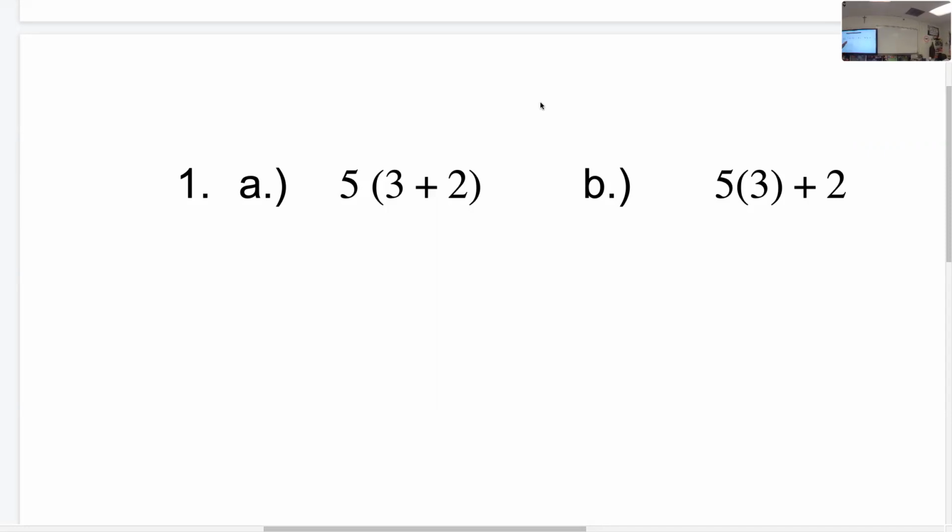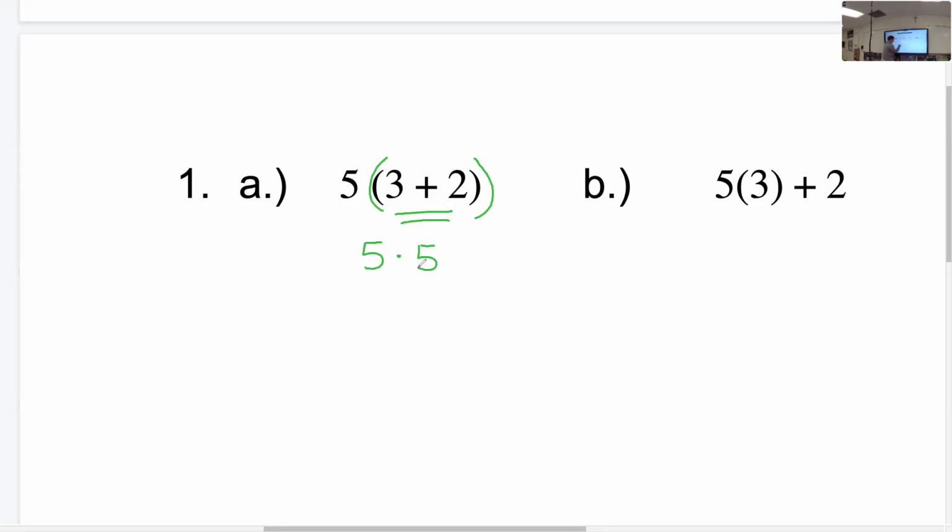Now, this one, these parentheses are telling you to do 3 plus 2 first, right? PEMDAS. So here, I'm going to do 5 times 5. Where did this 5 come from, right? It's 3 plus 2. So here, I do 5 times 5.